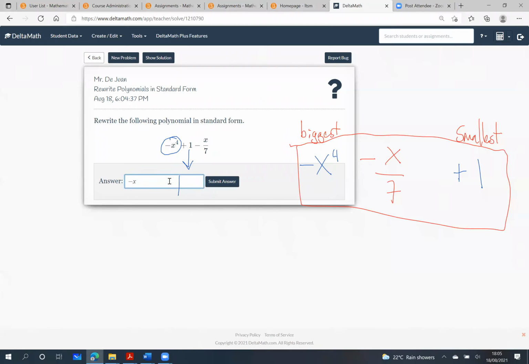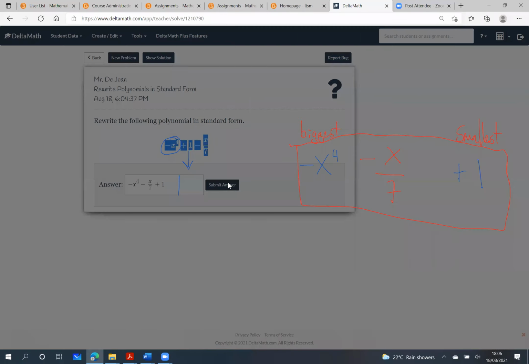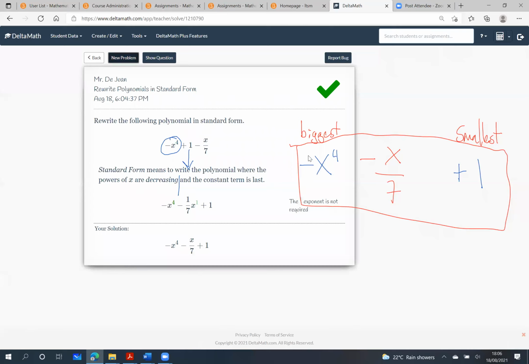Whoops. You guys can click Shift and the number 6 on your keyboards to create an exponent. Shift and the number on the keyboard. Minus x divided by 7 plus 1. Critical to use your keyboard. Okay, you must use your keyboard on these questions. And there we have it. If we submit, there we go.